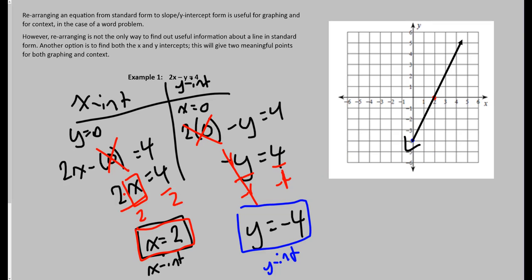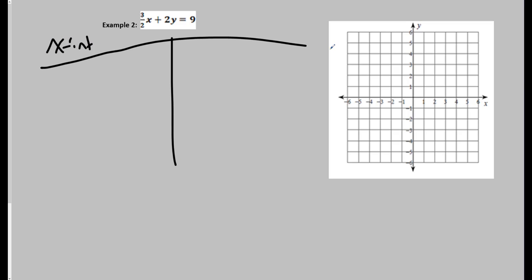So there's another example we're going to do. It's 3/2x plus 2y equals 9. We're going to do the same thing. I've got to figure out my x-intercept, and all x-intercepts have a y value of 0. So that 2y is going to disappear. So I can actually skip the first step from example 1 and just write 3/2x equals 9.